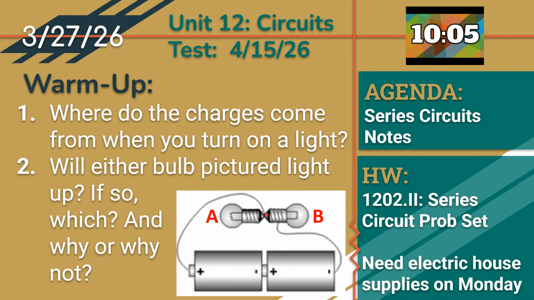Instead, they'll flow in through the base of the bulb into B through this filament and then back out the side. That's what we learned yesterday, is that you have to contact both the side and the bottom of the bulb. So bulb B would in fact light up because the charges would have to flow through it on their way from the positive terminal of the battery to the negative one, but bulb A would not. Okay, so bulb A would not light up. And again, that's kind of your why.